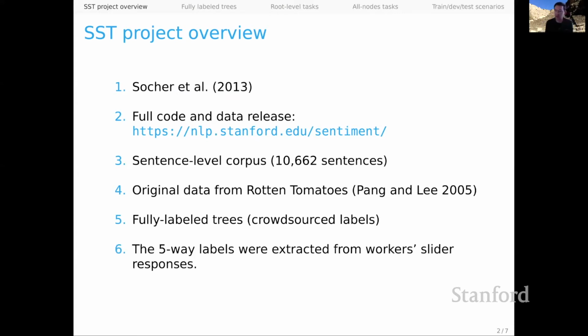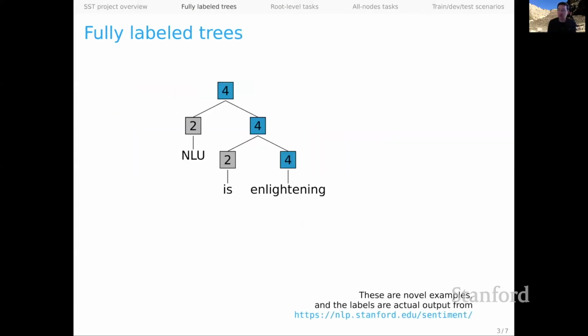The labels themselves in the underlying corpus are 5-way labels that are extracted from workers' slider responses. So there's an initial layer of aggregation. They made a slider choice, and those were all grouped together into 5 labels. And then we are going to work with a formulation that is even more collapsed down to ternary sentiment. I'll return to that a bit later. The fully labeled tree aspect is one of the really exciting aspects of this corpus that we will be able to take advantage of, especially during training.